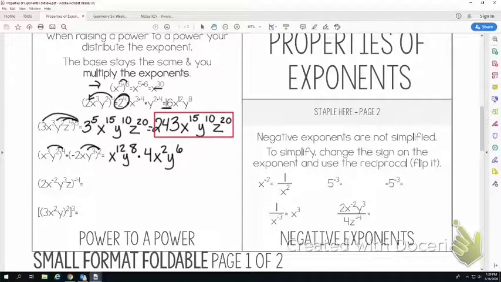And then I want you to finish this problem. So multiply those two. And we'll do the next one together as well. But go ahead and finish that problem out. So there's your answer for that one.